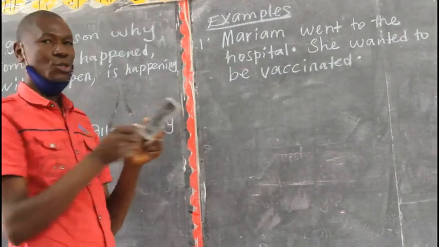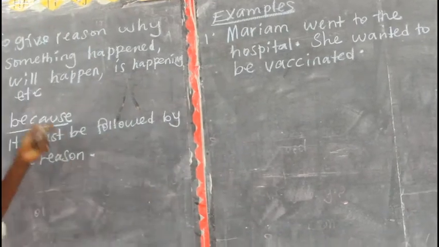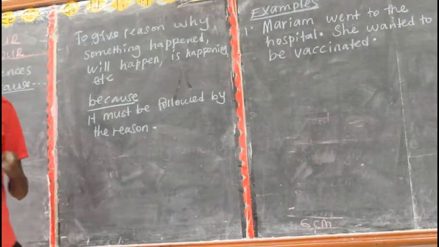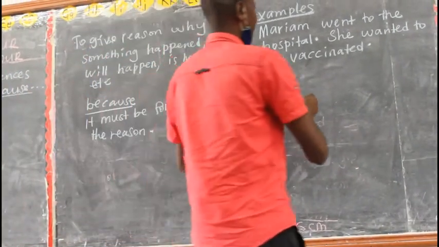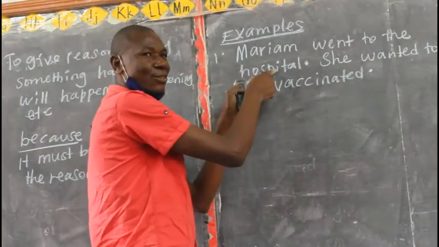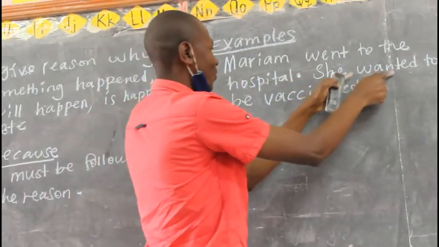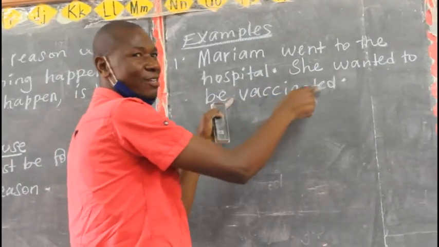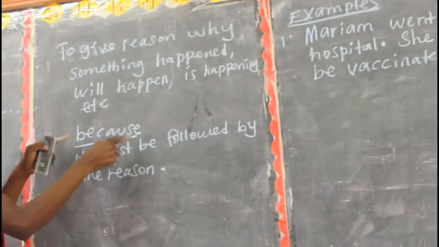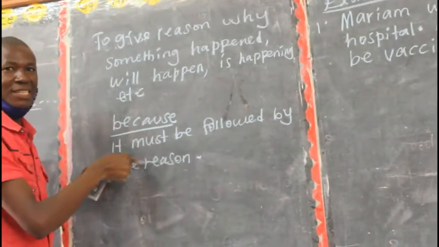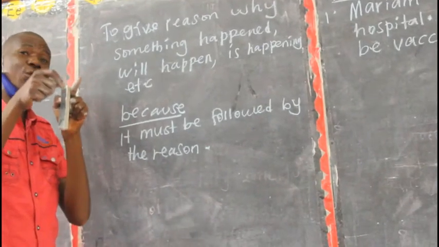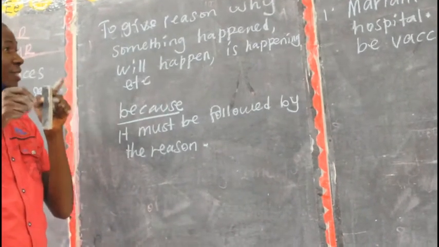Now when you look at these 2 sentences, which one is the action and which one is the reason? The action is that she went to the what? To the hospital. And the reason is that she wanted to be vaccinated. Remember here I have said that because must be followed by the what? The reason. So the reason is that action which is going to follow the word what? Because, that part of the sentence.